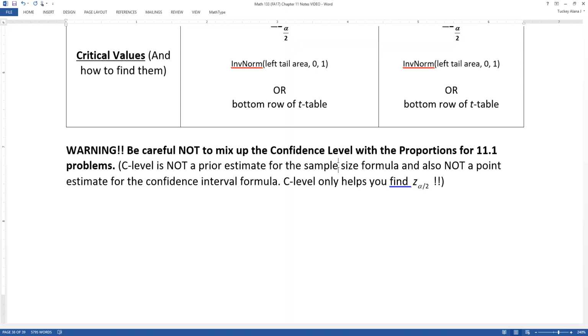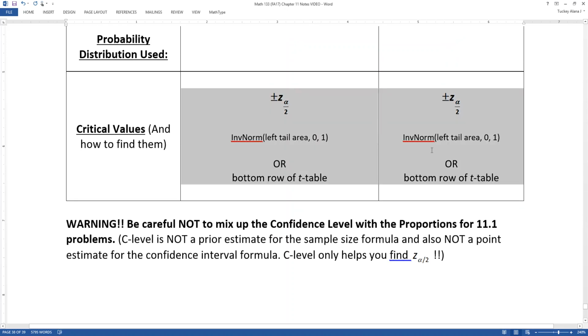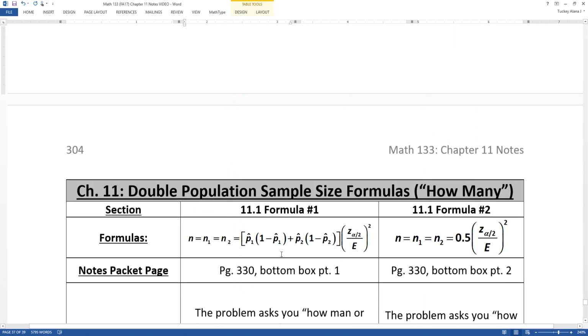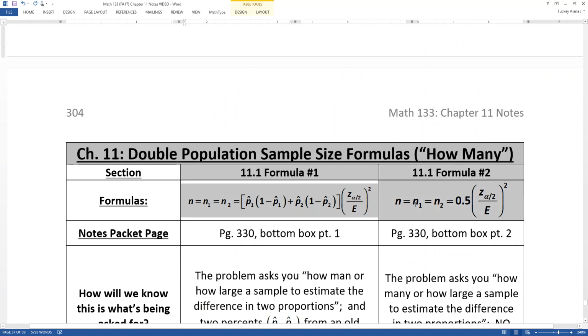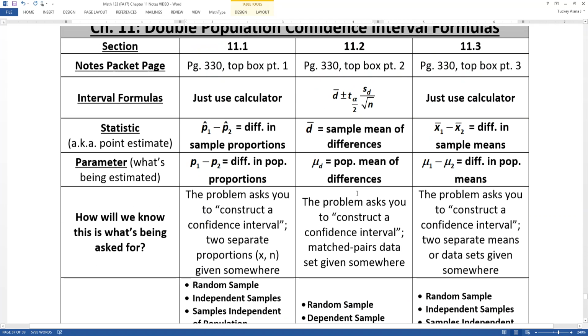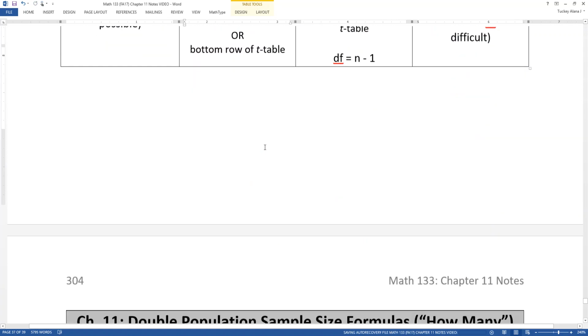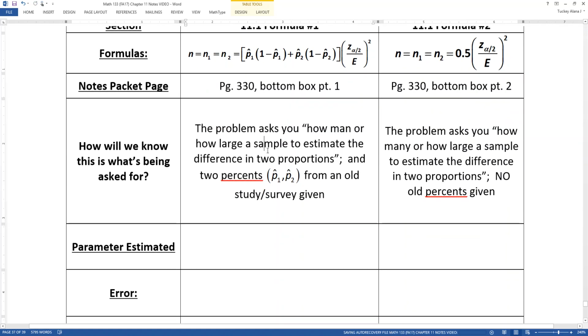Your confidence level only helps you find your z alpha over 2, which is your critical value piece right here. That's all the confidence level is good for in these types of problems. It helps you find your critical values for both the confidence interval and for the sample size question. The alpha is determined from your confidence level. That's it. Confidence level does not get used for any of the other pieces and parts of either of these formulas for sample size, nor for this formula that's not even given to you, but it would not be used there either. It only is used to determine alpha for confidence level and for sample size problems.